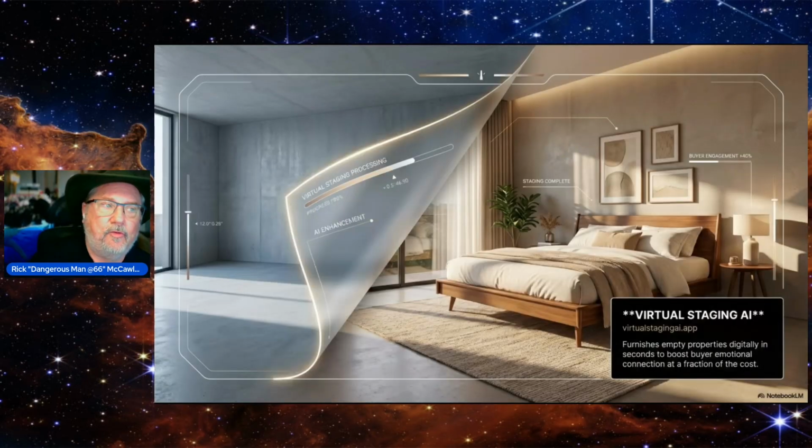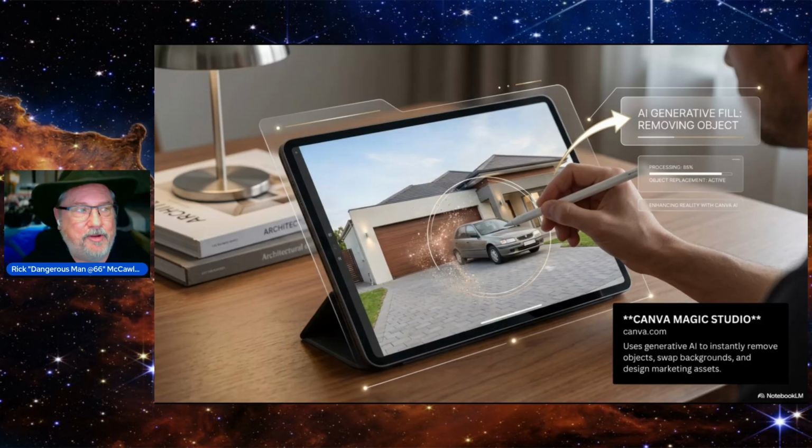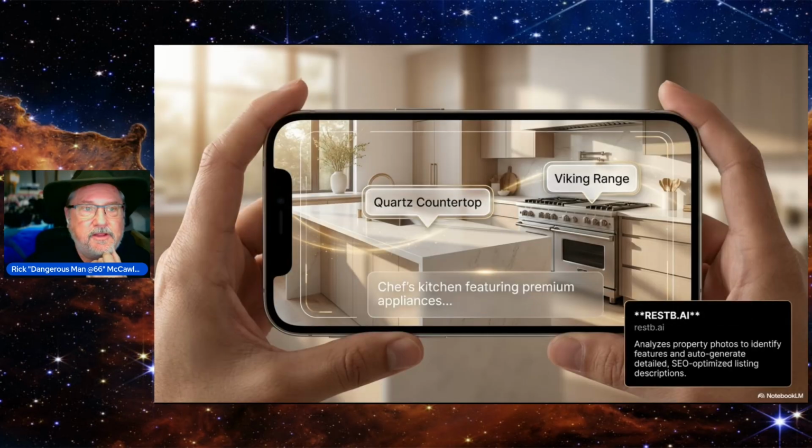So no matter what you're doing, here's before, you've got a bare bones place. You could actually take the customer's existing furniture and then stage the room with their existing furniture in it by just taking a picture of what they've got now. Say, can you put this furniture in this room, in this space? Wow. How about you've got pictures of the house, but there's a rusty old car sitting out front? No worries, Canva. And then you've got Quartz countertop, which analyzes property photos, identifies features, and auto-generates detailed SEO-optimized listing descriptions.